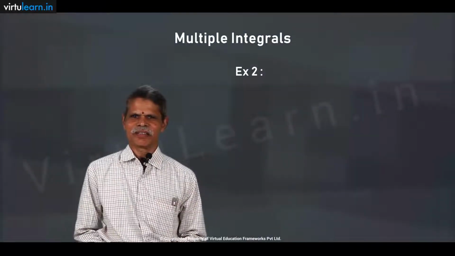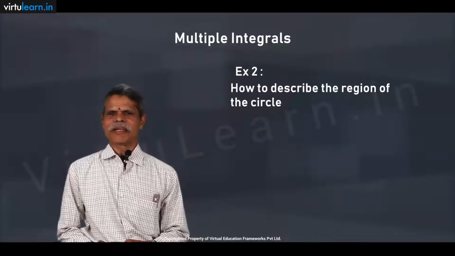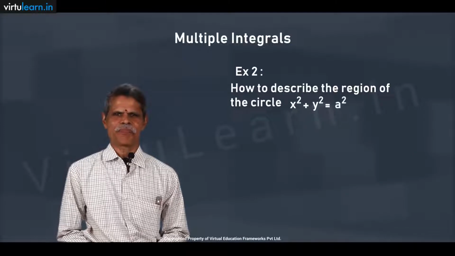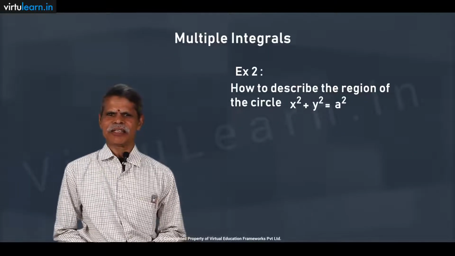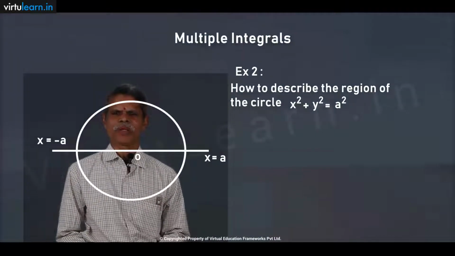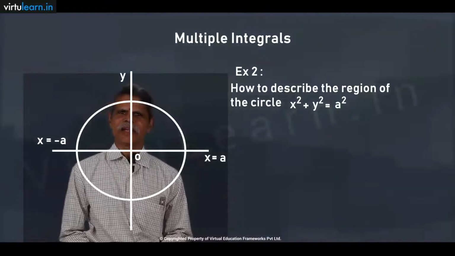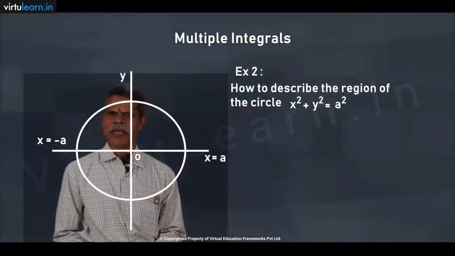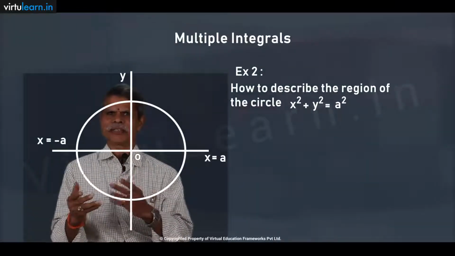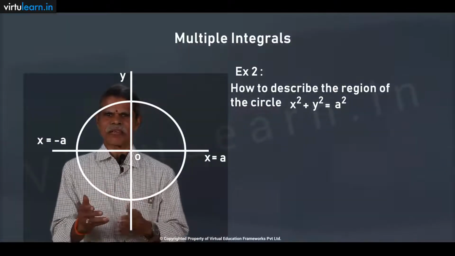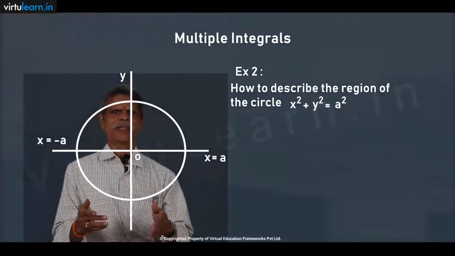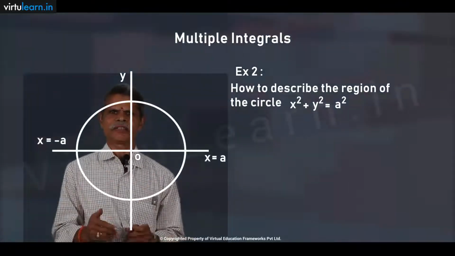Let us consider another example: how to describe the region of the circle x square plus y square is equal to a square. We know that the center of the circle is at the origin. It meets the x-axis at minus a, plus a. It also meets the y-axis at minus a, plus a. But we cannot describe the region as minus a less than or equal to x less than or equal to a, minus a less than or equal to y less than or equal to a, because those limits describe a square region whose center is at the origin.